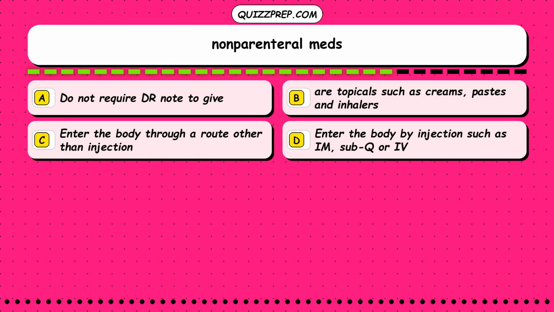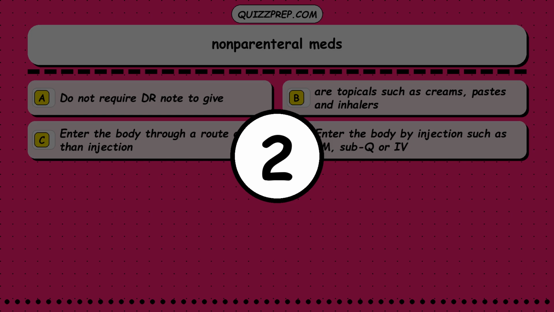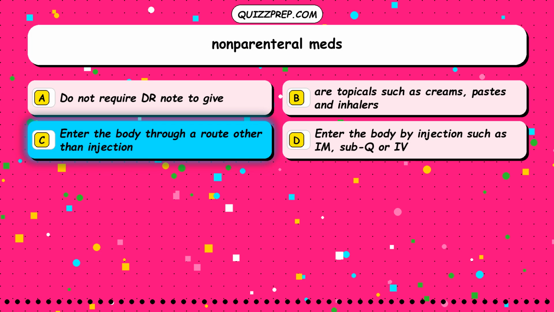Option A. Do not require a doctor's note to give. Option B. Are topical such as creams, pastes and inhalers. Option C. Enter the body through a route other than injection. Option D. Enter the body by injection such as IM, sub-Q or IV. The correct answer is option C. Enter the body through a route other than injection.